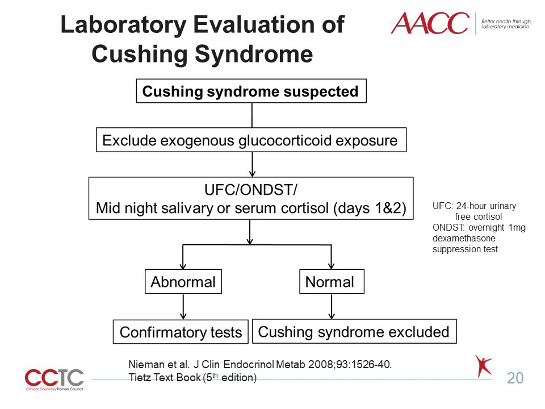Here is the laboratory evaluation algorithm with the suspicion of Cushing syndrome. Basically, this diagram covers the screening process and tests we discussed and described earlier. If these tests are abnormal, then move to confirmatory tests. If these tests are normal, then Cushing syndrome is excluded.